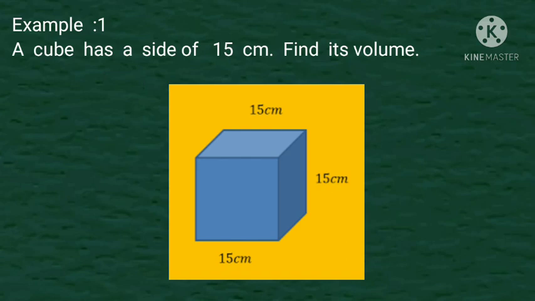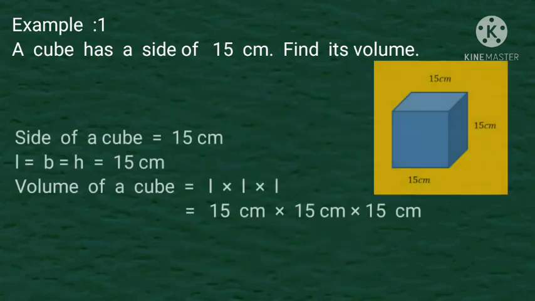For example, a cube has a side of 15 centimeter. Find its volume. Here side of a cube is equal to 15 centimeter, that is, L is equal to B is equal to H is equal to 15 centimeter. A cube has all sides equal to each other, that is, length is equal to breadth is equal to height. Thus, volume of a cube is equal to L into L into L, side into side into side.